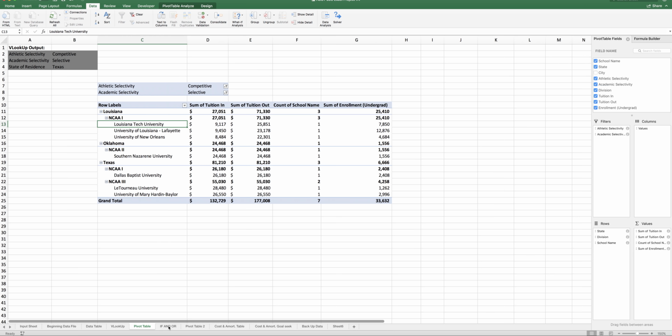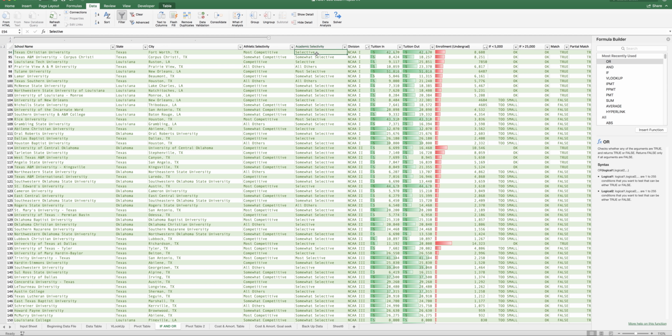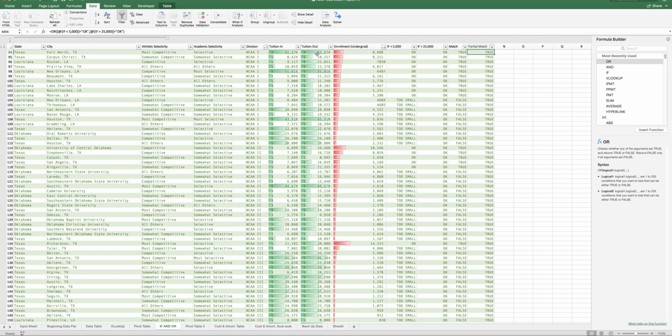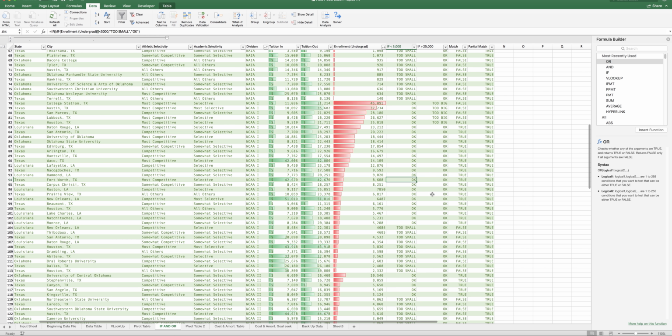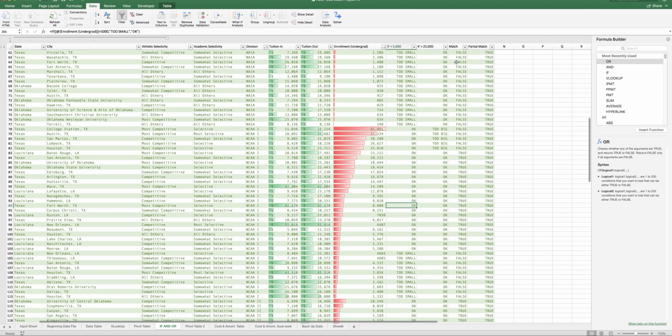And so then I said, well, let me narrow this down a little bit more based on some other characteristics that might be relevant to the parent or the student. I just picked the size of the school. We didn't want to go to a school that was too small or too big. So I used some if-then statements. If it's less than 5,000, it would spit out that it was too small, and if it was greater than 25,000, it would spit out that it was too big. So that then the next column would tell us if it was a match.